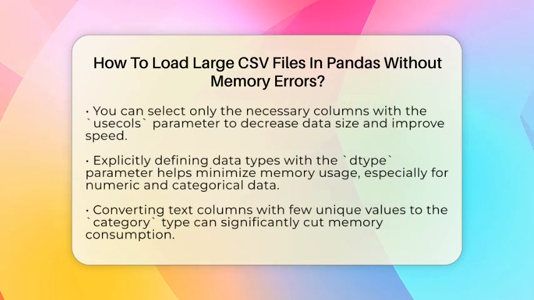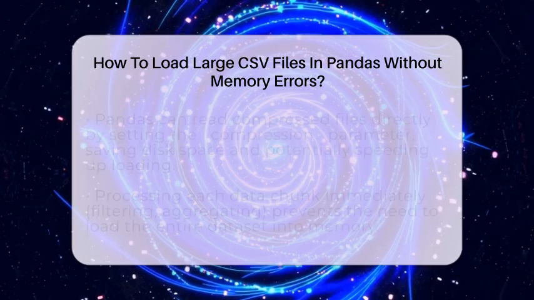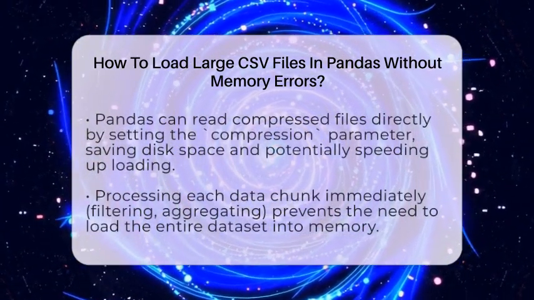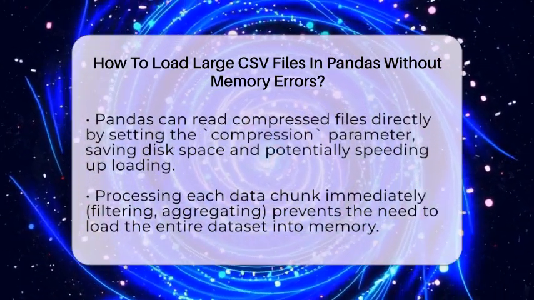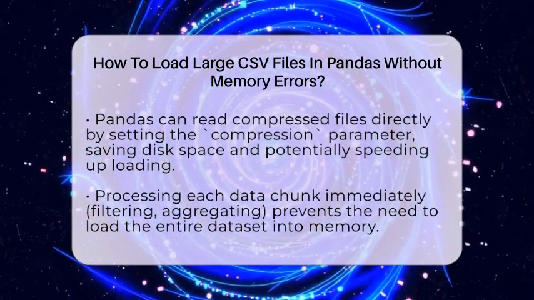Specifying data types explicitly is also a good idea. Pandas guesses data types when loading files, but this can lead to larger memory usage. For example, large integer columns might default to a type called int64, which takes more space. Instead, tell Pandas to use int32 or even int16 if your numbers are small. Similarly, converting text columns with few unique values to the category type can cut down memory use significantly.